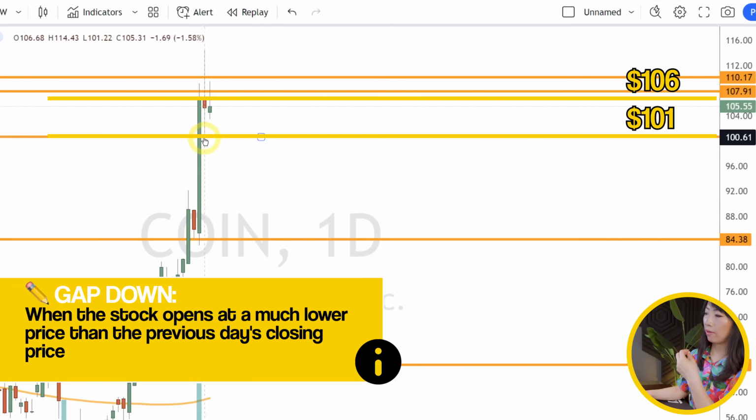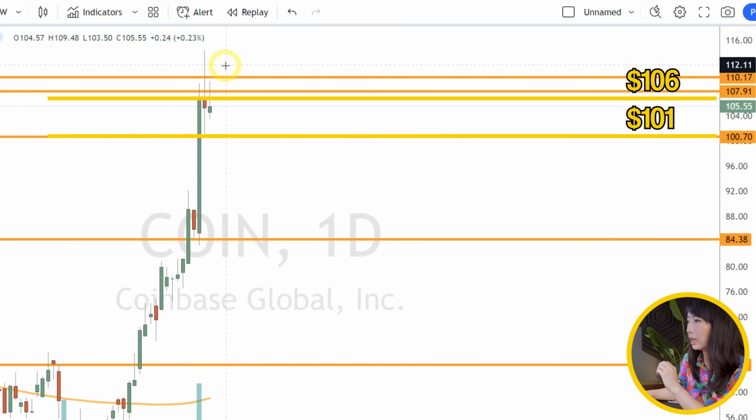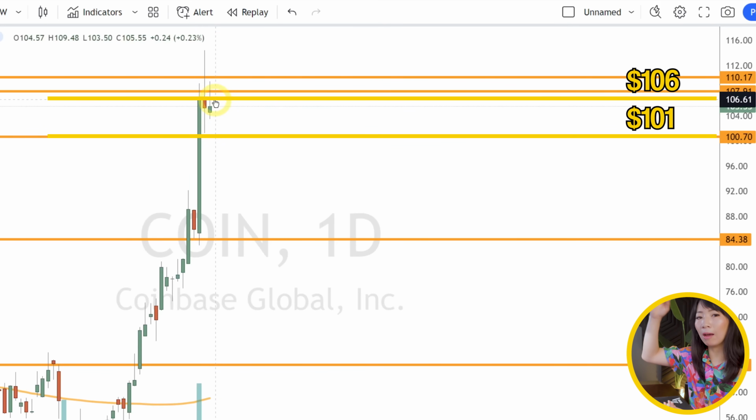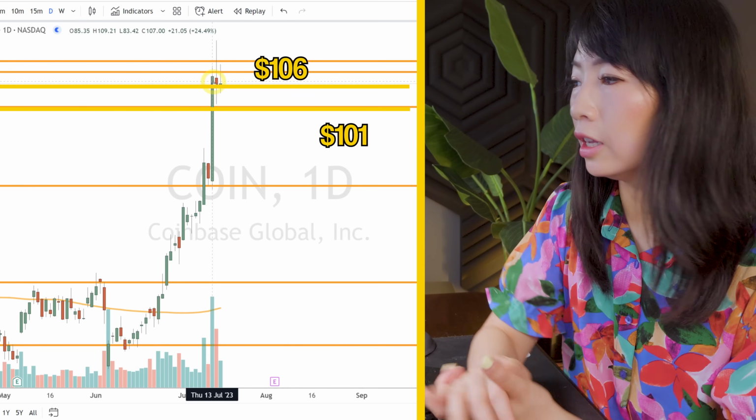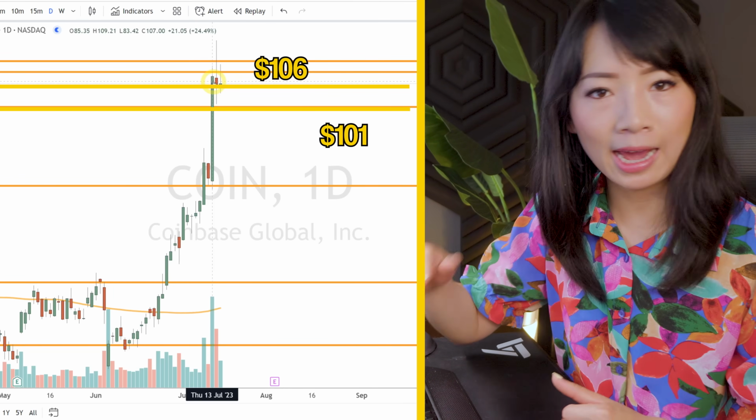This is actually one of my favorite strategies to trade, and I'm going to show you later in the video, in which you're buying near the support area on a gap down day. So you're buying near support to sell at previous highs. I don't really like to trade breakout strategies, but I do love to buy the gap downs.